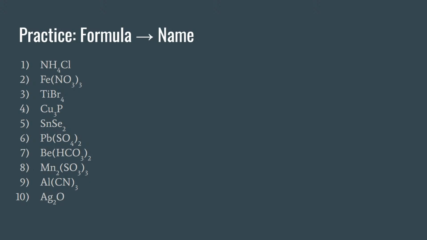So first up, NH4Cl. We see more than two atoms, so we're dealing with at least one polyatomic ion. NH4, and Cl. Even if you don't have the polyatomic table handy, this is, like I said, the most popular polyatomic cation. That is NH4 plus.